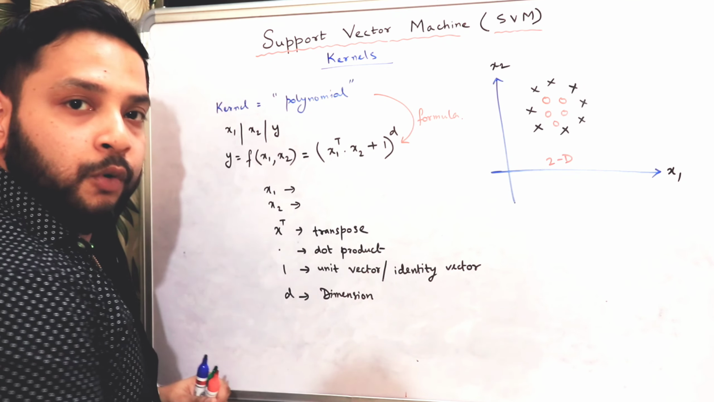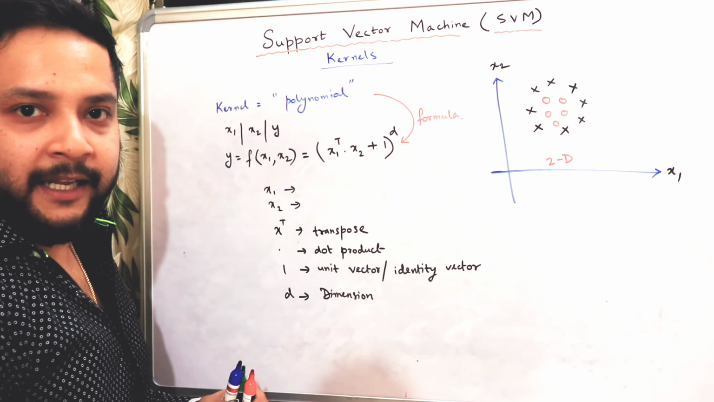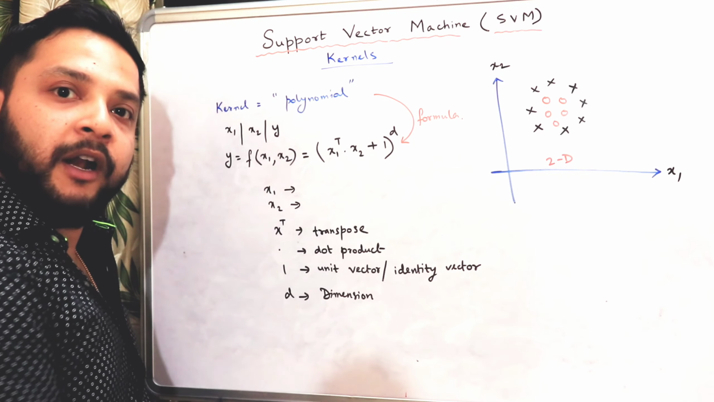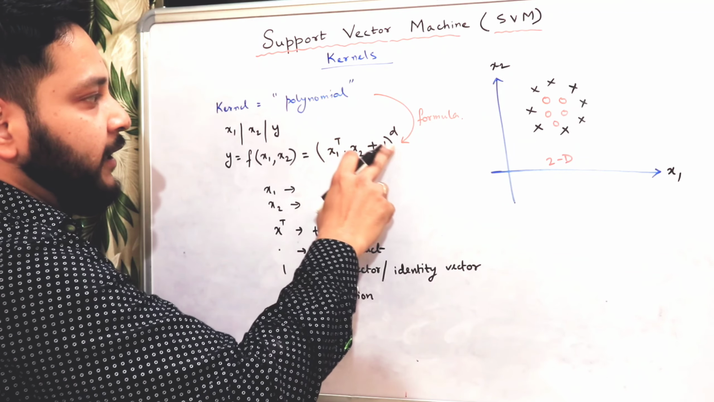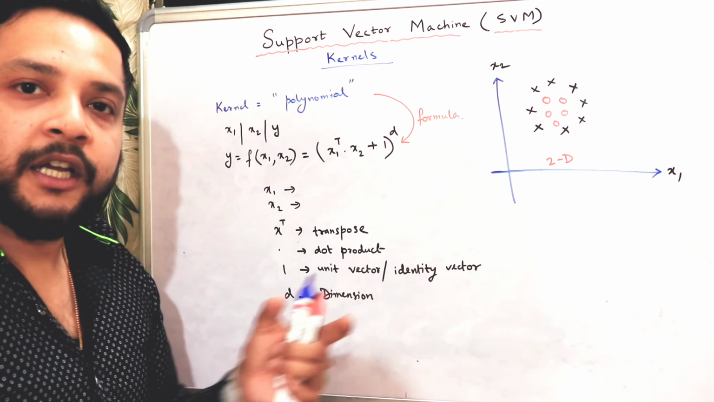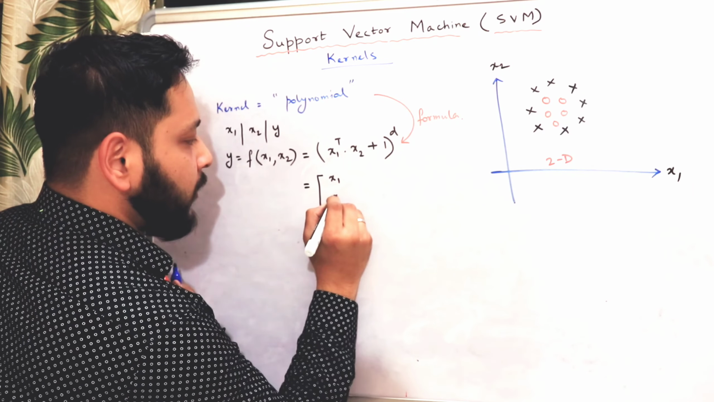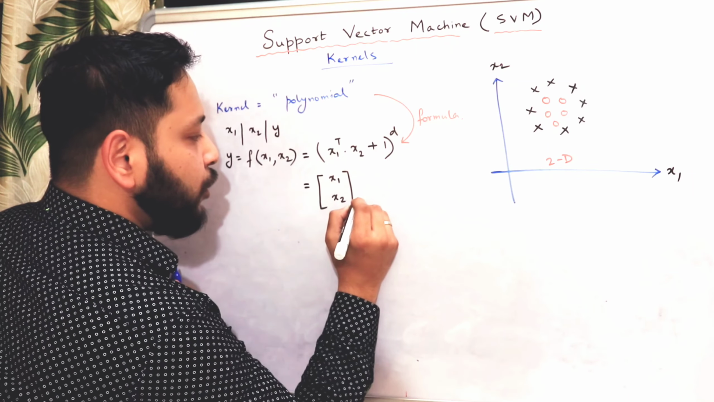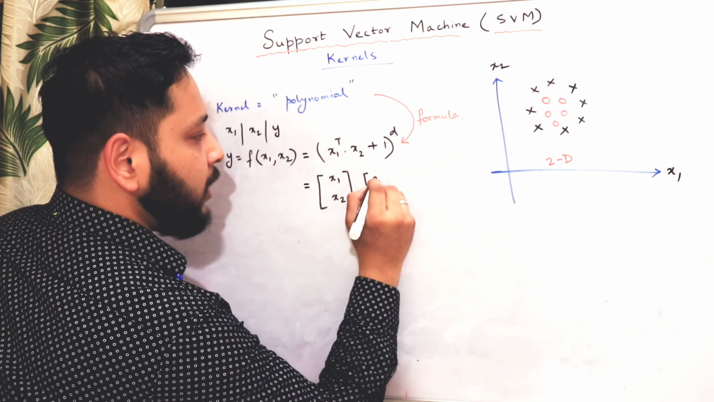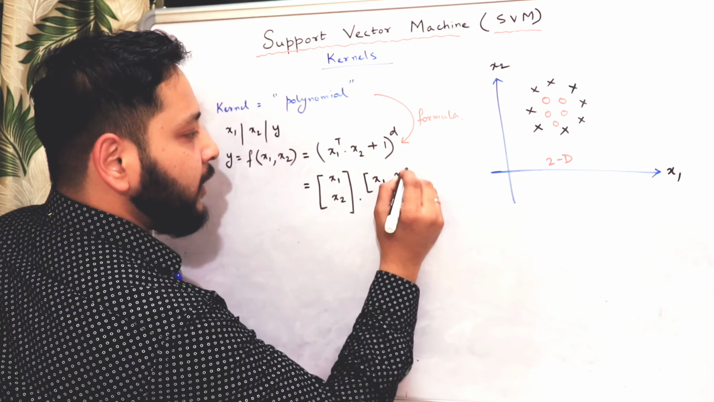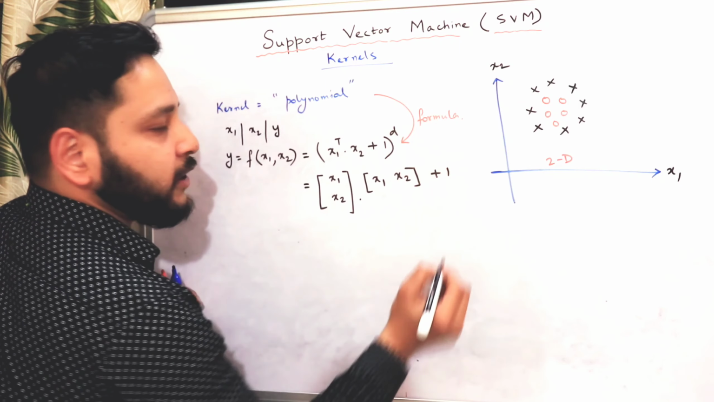If we take 2, this is square, that is in 2D we are taking it. So if we take 5, then we are taking it to 5 dimension. So D determines in which higher dimension we are taking it. x1, x2, dot product of x1 and x2, plus 1.